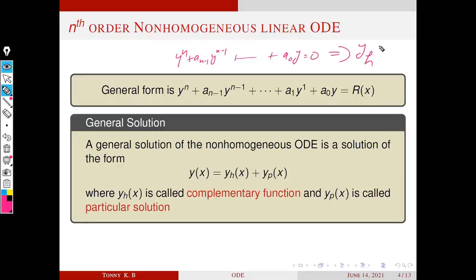We know how to find this yh. And what is yp? Yp is called the particular solution or particular integral. Yp is any solution of this given ODE. We have an algorithm for finding yp using the method of undetermined coefficients. So in general, this yp is not unique.